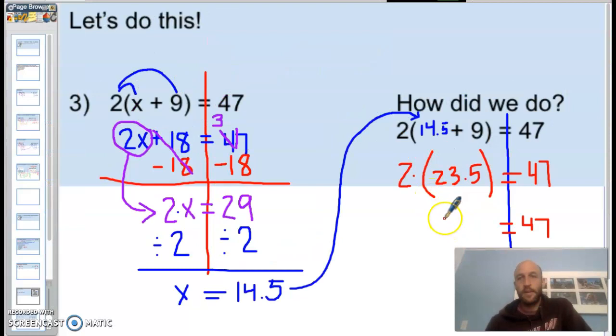All right. 47 pounds, the same as 47 pounds. My hanger is flat. We are good to go. Let's move on to the next one.